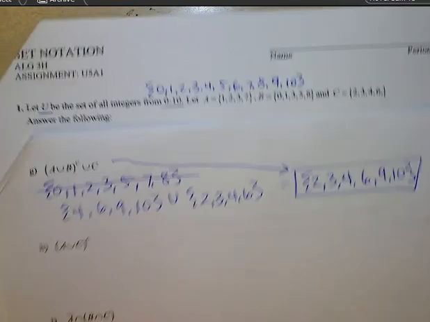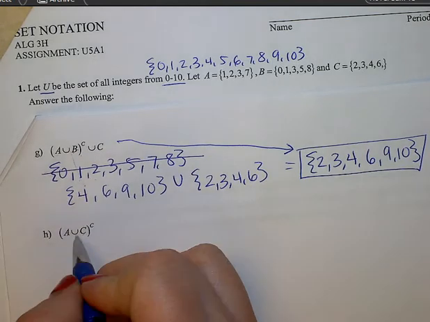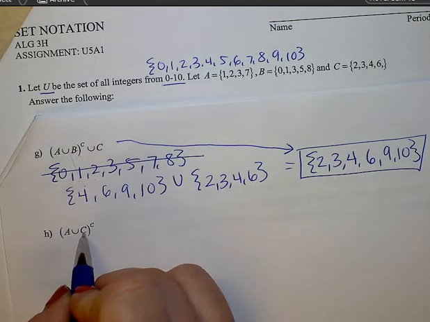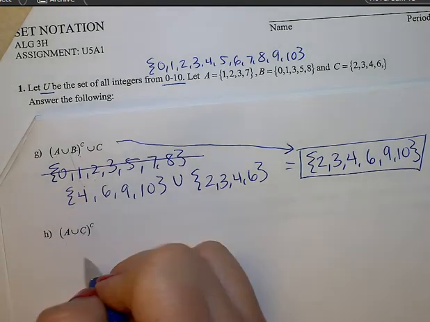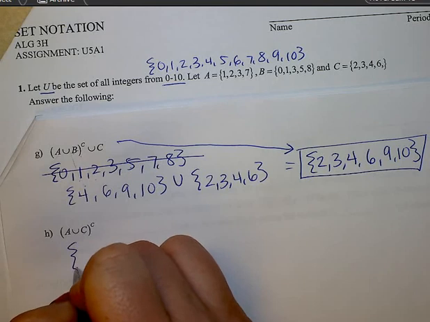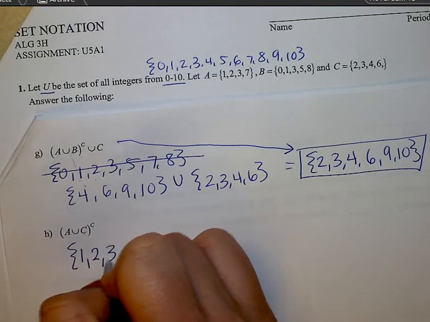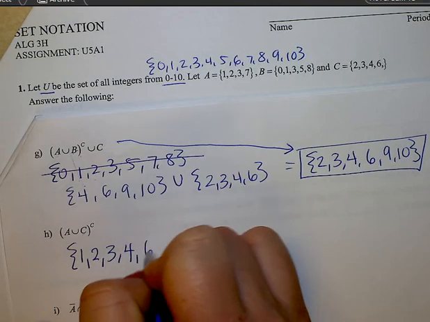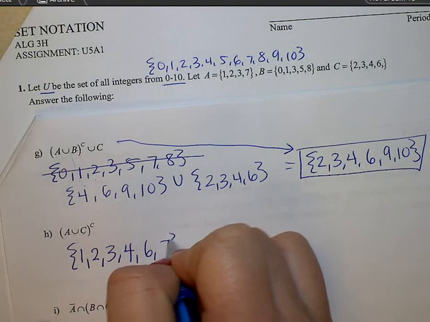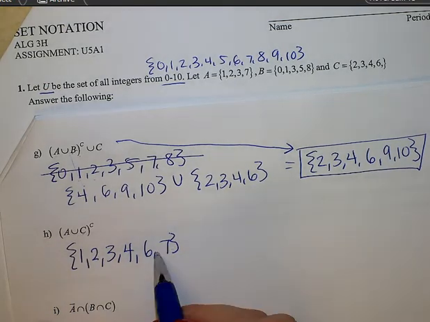Okay, H, A union C. So this means what's in A and in C, not what do they have in common. So A has a 1, 2, 3, C has a 4, C has a 6, and A has a 7. So I just combined A and C. This is combining A and C. It's all elements in set A and also in set C.